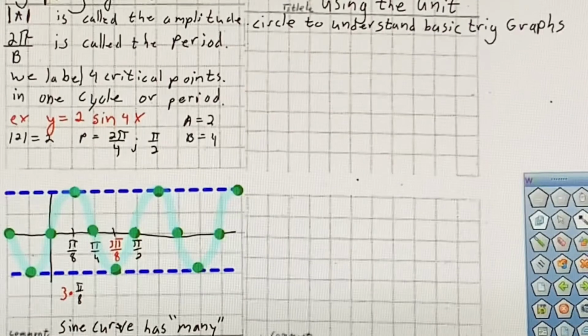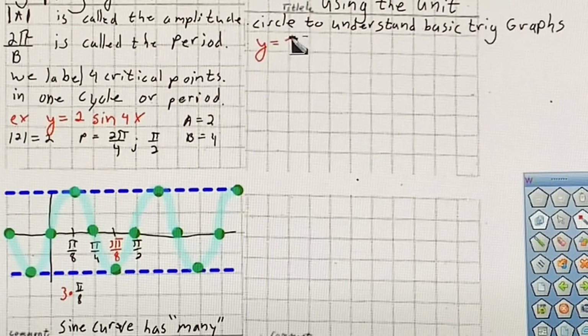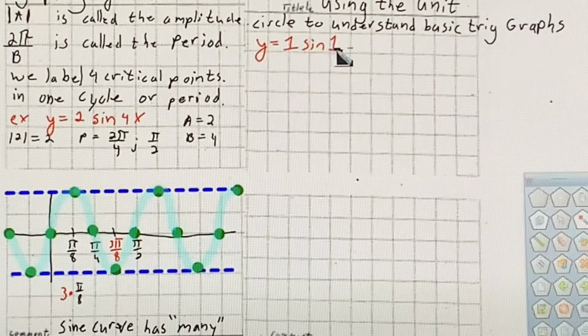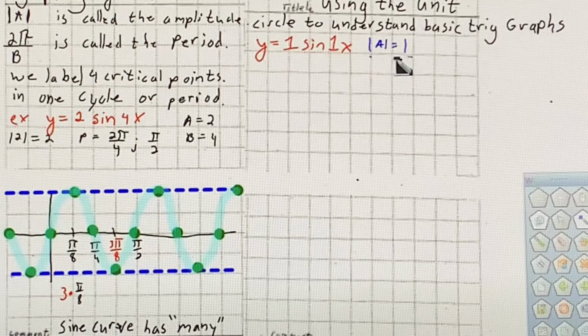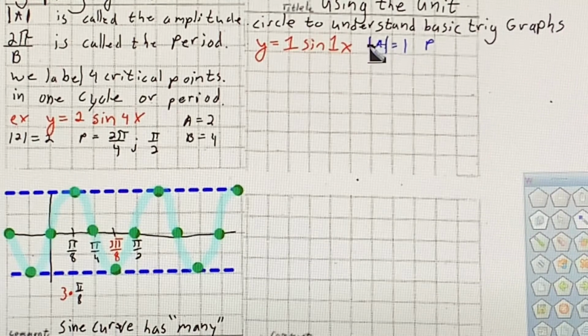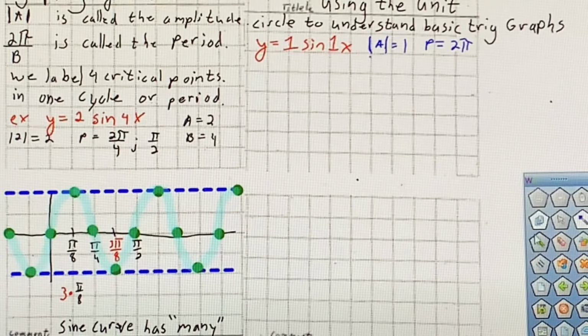Okay, basic trig graphs are y equals 1 sine of 1x. But we just write that as sine x. We put all those ones there so you can make it abundantly clear that the absolute value of the amplitude equals 1. And then 2 pi over 1, the period, equals 2 pi. And then these values are going to appear all over the unit circle.